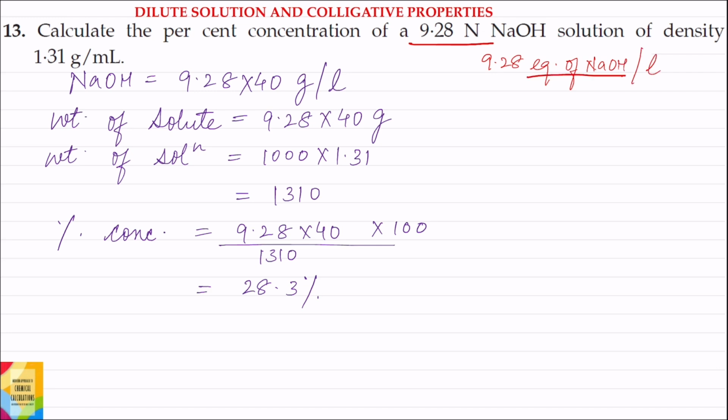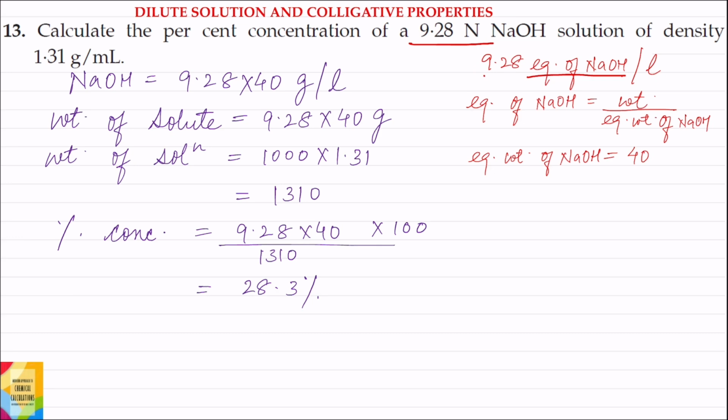Now what is equivalents of NaOH? Equivalents of NaOH क्या होगा? It will be equal to weight divided by equivalent weight of NaOH. अब equivalent weight of NaOH कितना होता है? Equivalent weight of NaOH is equal to its molecular weight. That is, equivalent weight of NaOH is equal to 40.